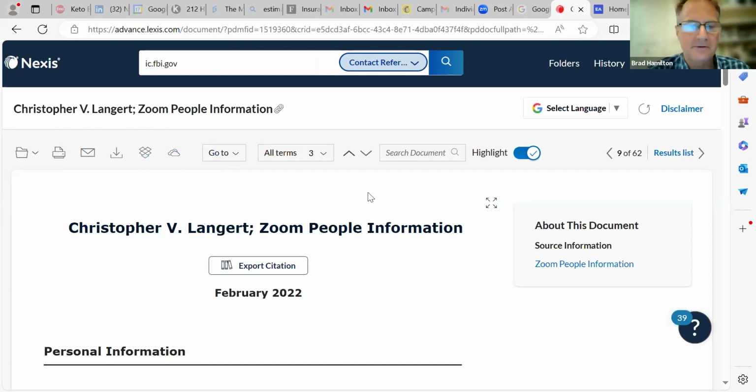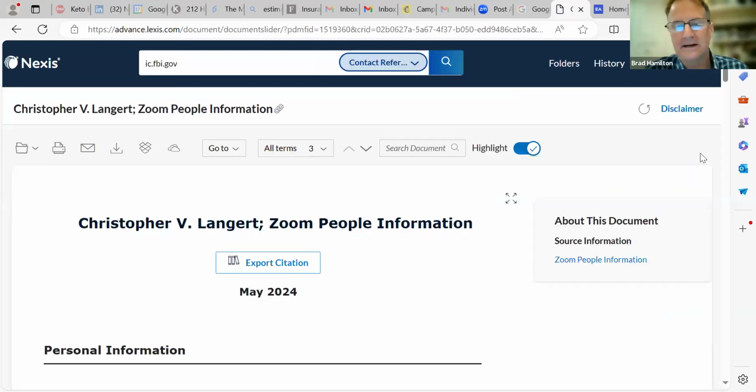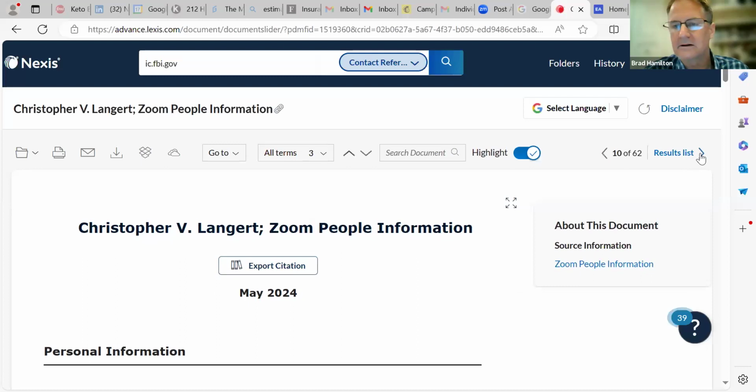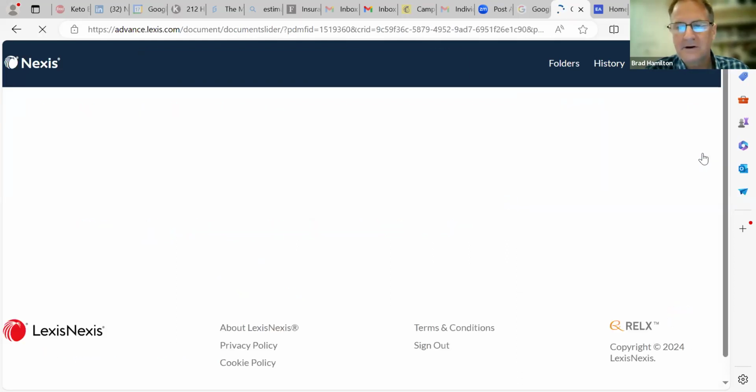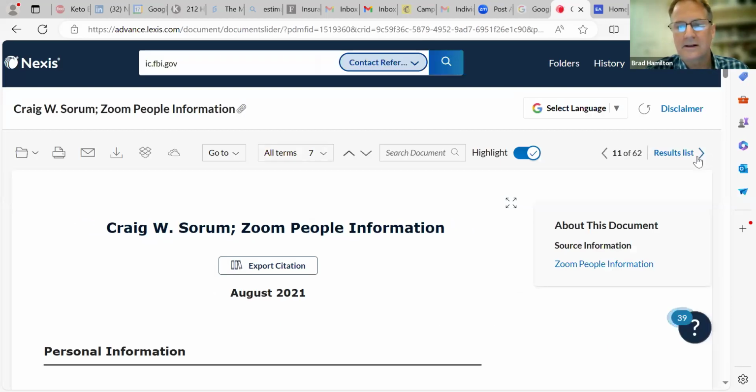And as you're scrolling through these FBI agents, you might want to not have to go back to the big list. So you can go over here, and it helps you flip through, right, like pages in a book. I guess there's 2 of them for Langer. And as you hover over the right arrow to the next hit, you see it's 10 of 62. Next guy up is Craig Sorum, right? So it just sort of allows you to go through these quickly.